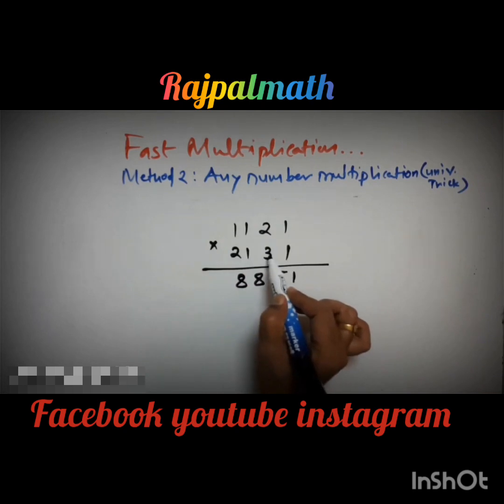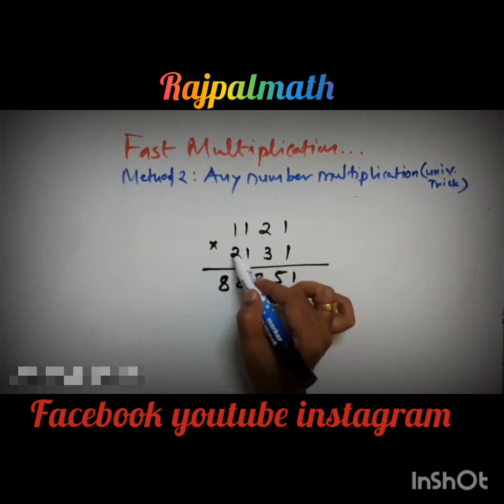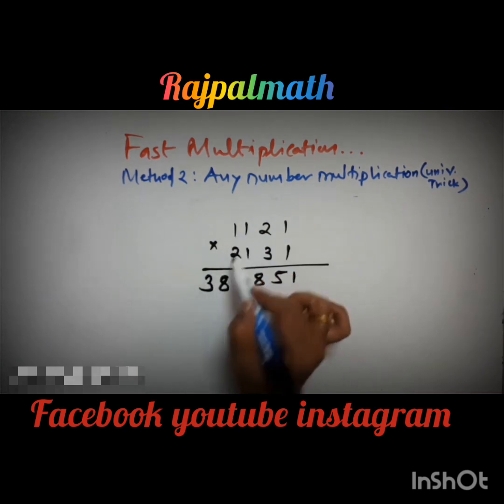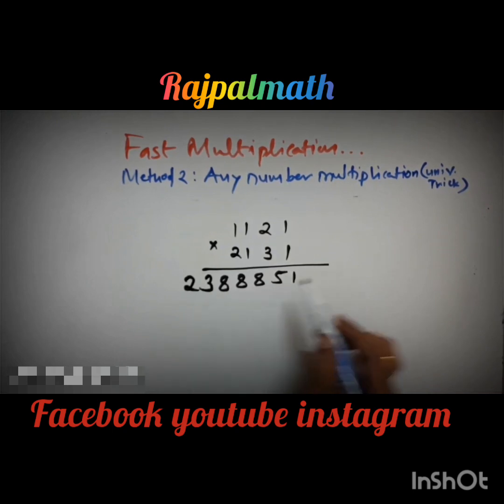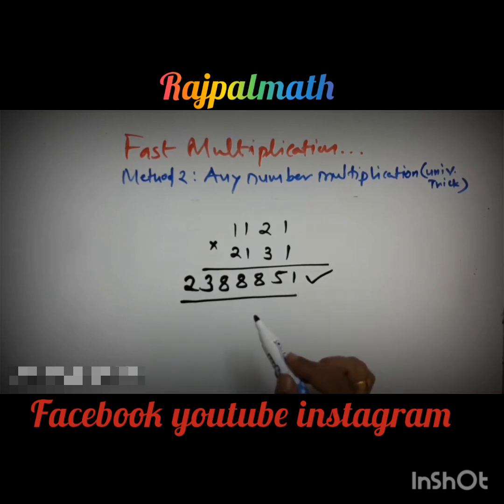So 3 into 1 is 3, plus 1 into 1 is 1, that is 4, plus 2 into 2 is 4, that is 8. 1 into 1 is 1, plus 2 into 1 is 2. So 1 plus 2 is 3, and 1 into 2 is 2. So 2, 3, 8, 8, 8, 5, 1 is my final answer. So you can see one can get the answer to such complicated numbers literally like a calculator.